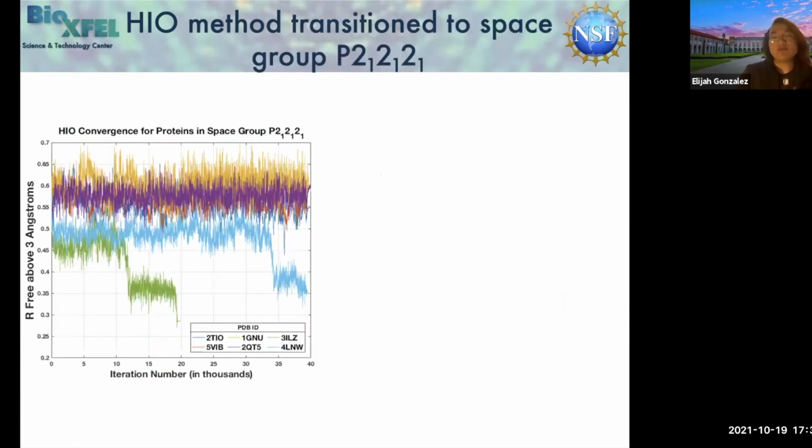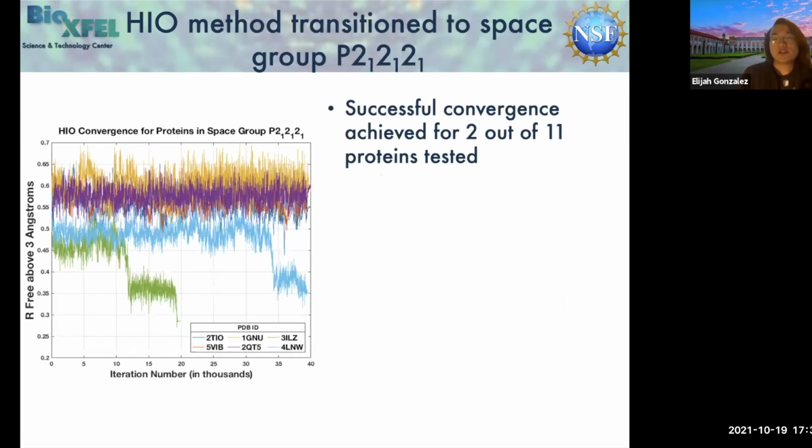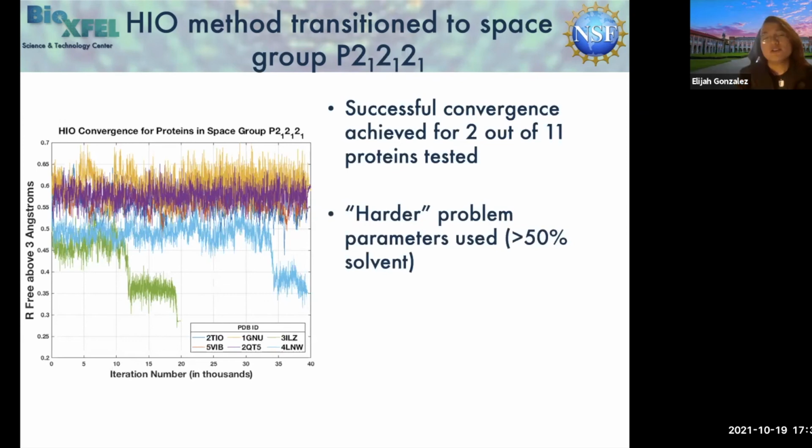And here we found that we achieved successful HIO convergence for 2 out of 11 proteins that we tested, which is not actually due to some difficulty in P212121. It actually has to do with the fact that we used quote unquote harder problems. So we were trying to test a hypothesis about the contrast between the protein and the solvent. And we were interested in looking at proteins that were crystallized in a solvent that had low electron density.